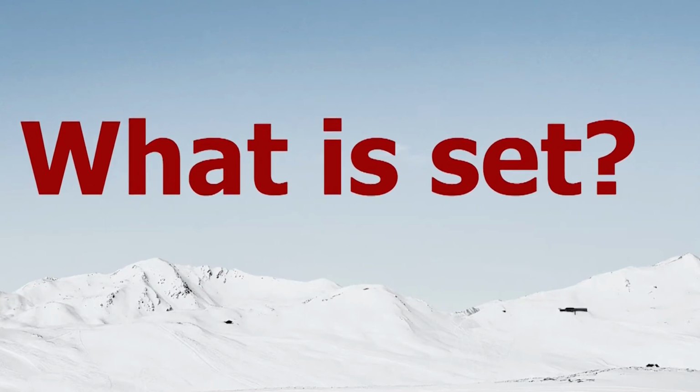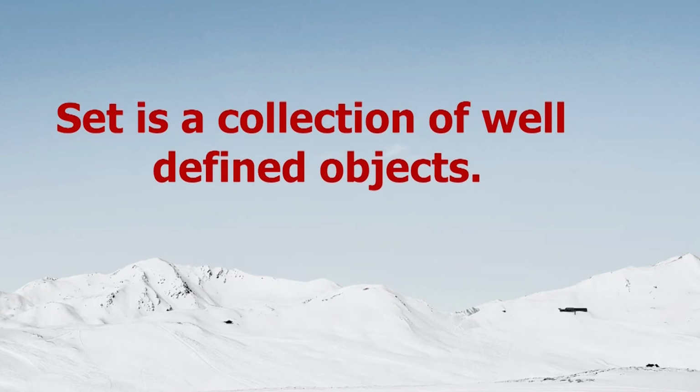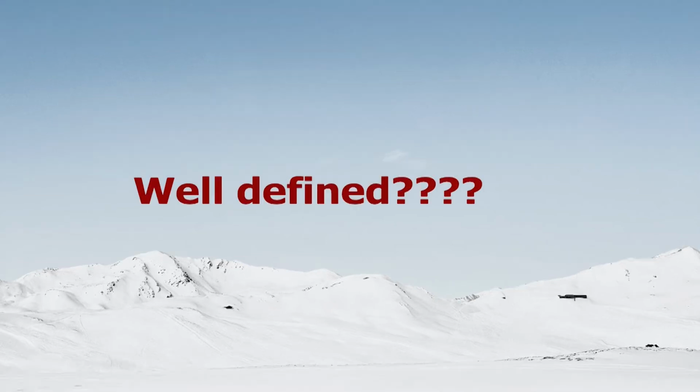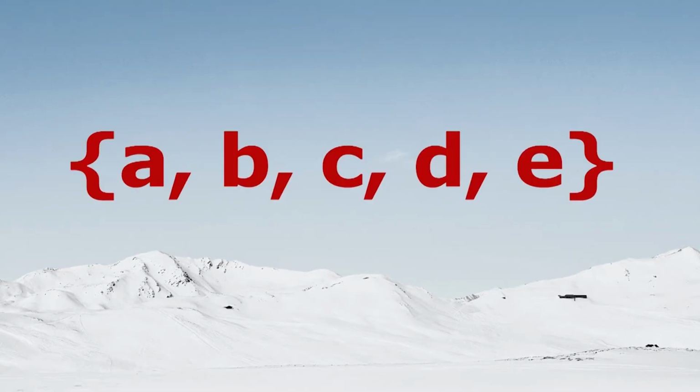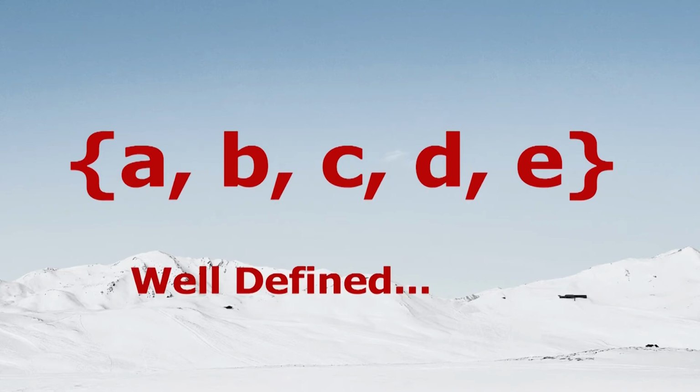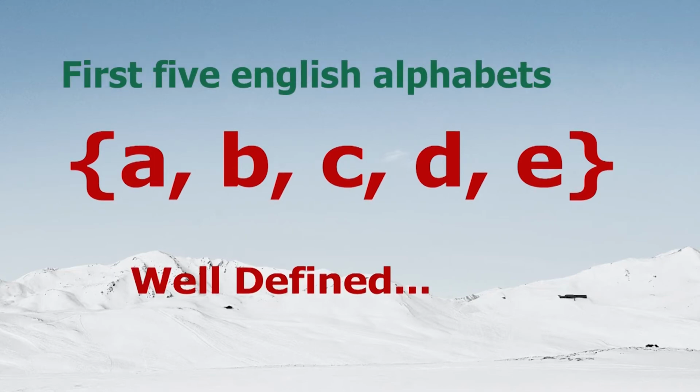Set is the collection of well-defined objects. Almost every book we read this definition, but what is well defined? Let's take a simple example. Here is a set having elements A, B, C, D and E. Can we describe or define the collection? Yes, definitely we can. We can describe or define the collection as English alphabet. More precisely, the first 5 English alphabet. That's why this is well defined.